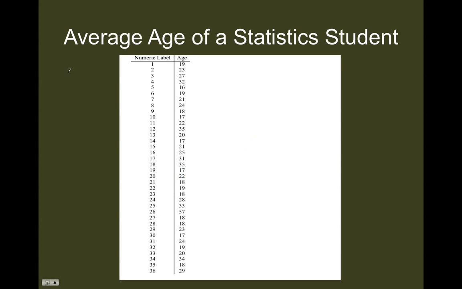Here's another example I want to look at, and this example I want to demonstrate a couple of different ideas. One of which is the idea that a statistic is a variable and a parameter is fixed. And what I have here is just a table representing a class of 36 students, and I have all the ages of the students here.